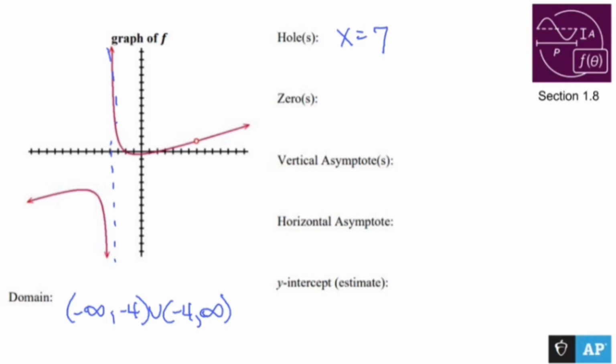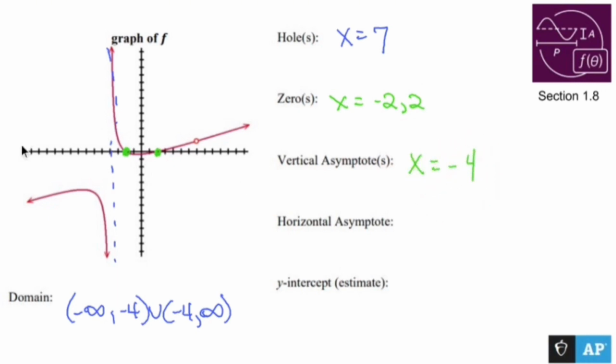My 0 is any number that crosses the x-axis that's not a hole. Okay, I have two of them, one at negative 2 and one at positive 2. So my zeros exist at negative 2, positive 2. My vertical asymptote is that vertical line that cuts through negative 4. So that's the equation x equals negative 4.